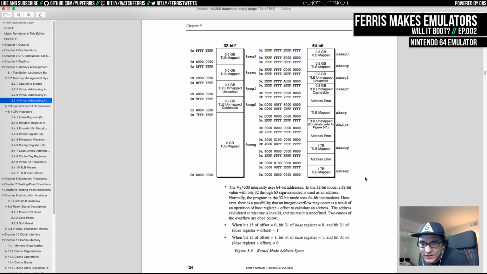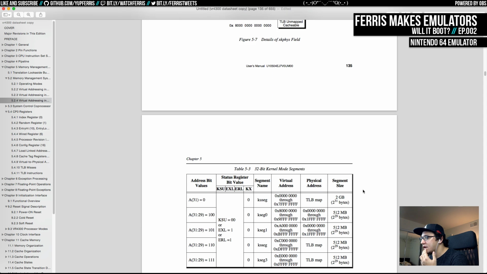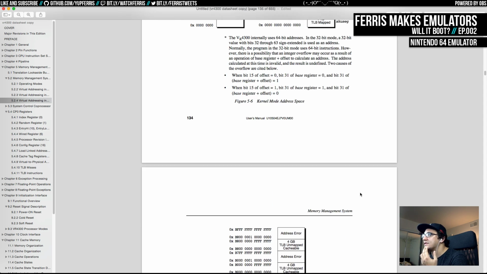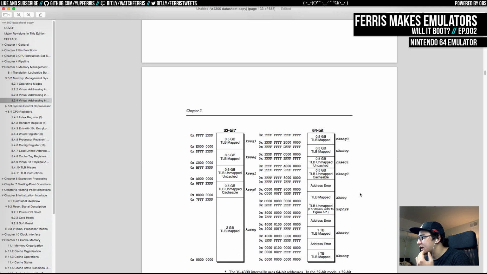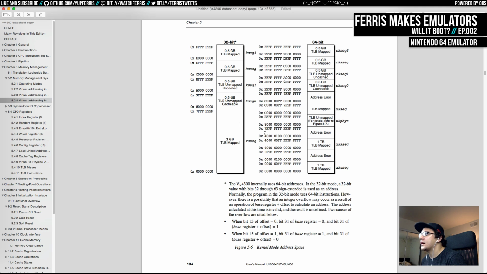So TJS did tell us to look at the TLB unmapped things and see how they are used. Is that further down, or you did say that one page? That was at 150, 134. Yeah. So I'm a little confused at what this table is telling me. The VR4300 internally uses 64-bit addresses. In the 32-bit mode, a 32-bit value with bits 32 through 63 sign extended is used as an address.